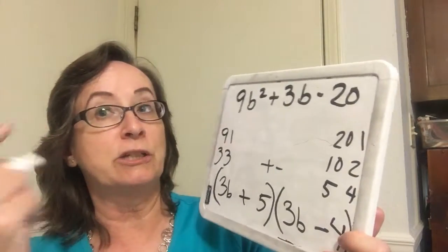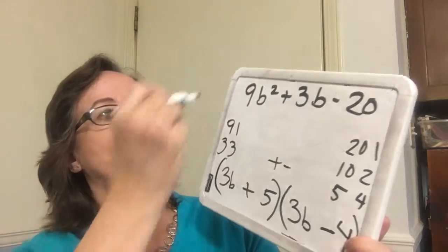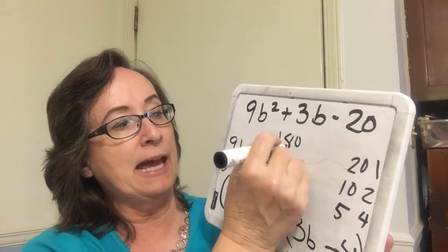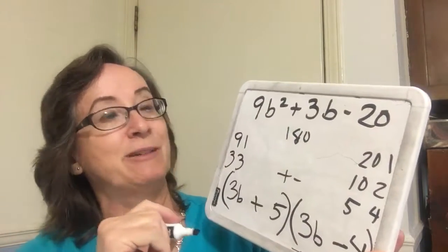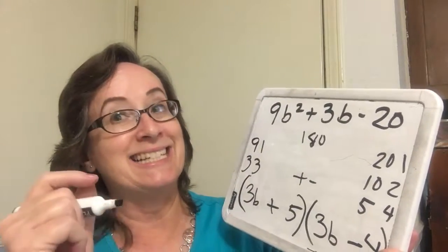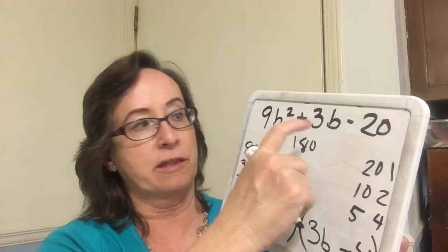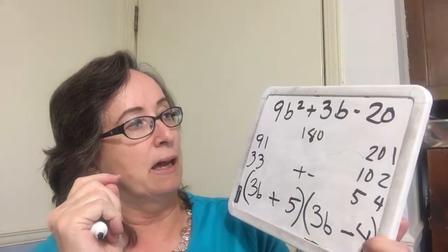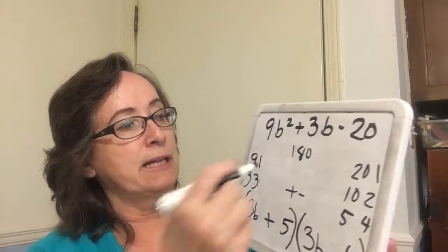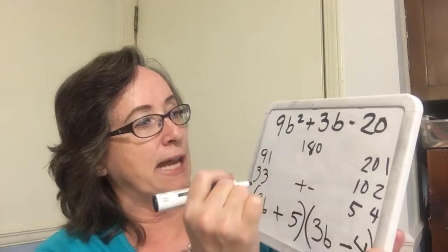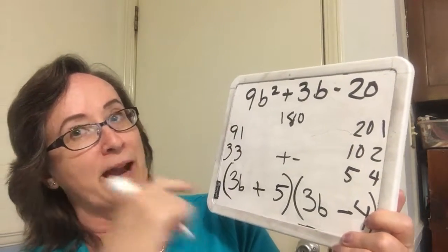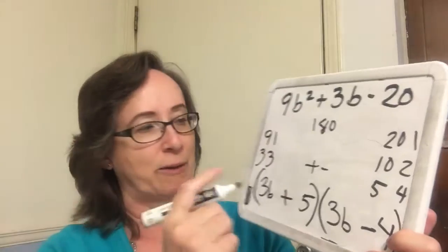Okay, now if we were going to do this one with the AC method, we would multiply the 9 and the 20 together to get 180, and we would be factoring 180 in such a way that we would get a difference of 3. So I would have to look at all the factors of 180, and this is probably one of those that I would rather do this method, but we'll go ahead and do it.